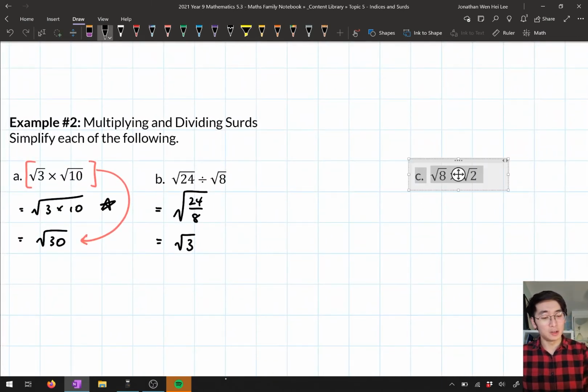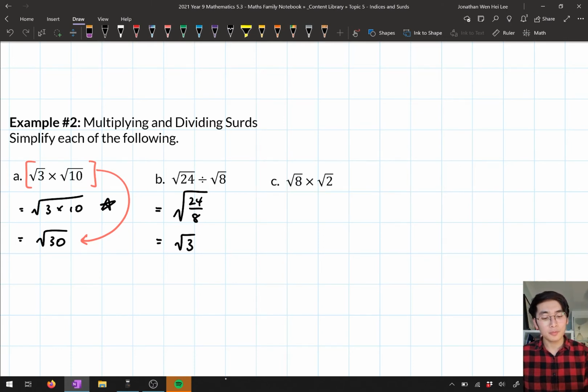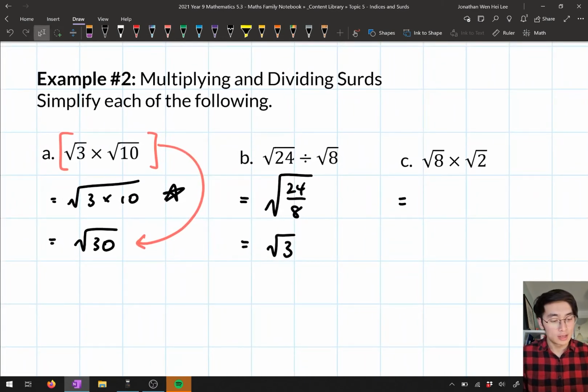Now the last one is a little bit trickier of an example. Square root 8 times square root 2. We can actually apply the same multiplication of surds law. So here this just becomes square root 8 times 2, which is square root 16.